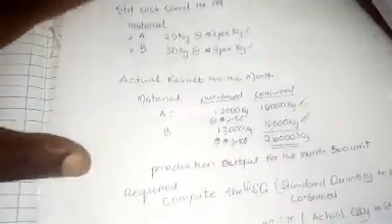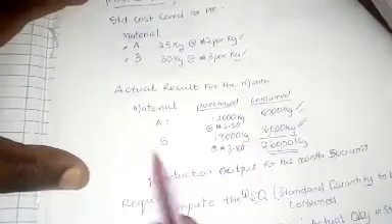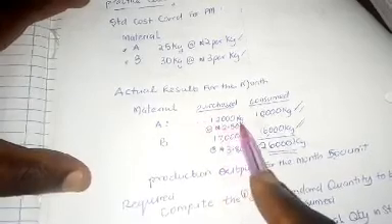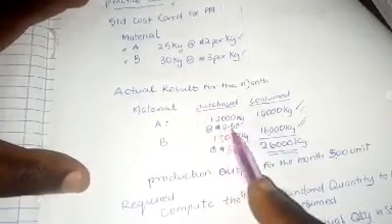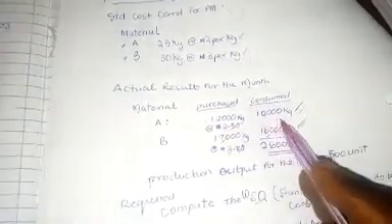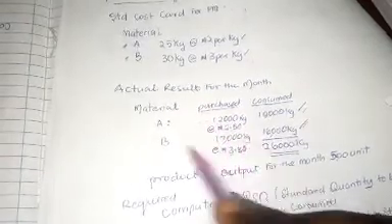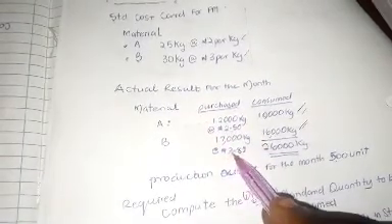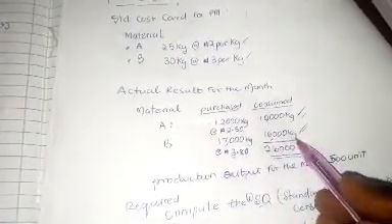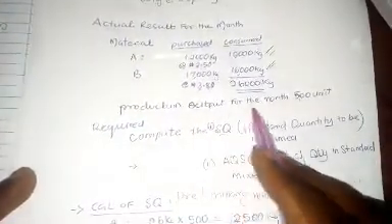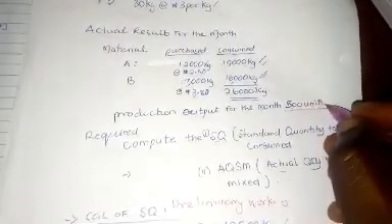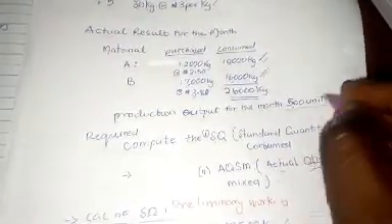All right, but look at the actual result for the month. The actual result shows that for material A, 12,000 kilograms were purchased at 2 naira 50 kobo per kilogram, and 10,000 kilograms were consumed. For B, 17,000 kilograms were purchased at 3 naira 80 kobo per kilogram, but 16,000 kilograms were consumed. Now the production output for the month is 500 units. Take note, this is the actual production units of PM for the month.